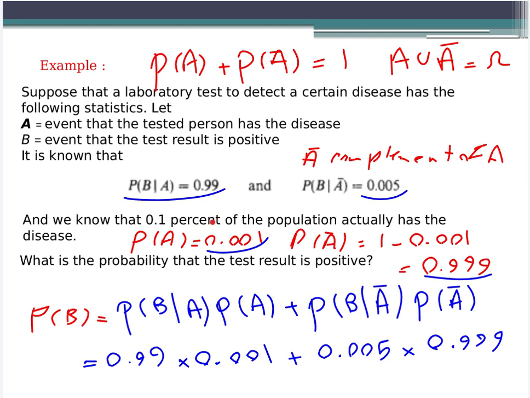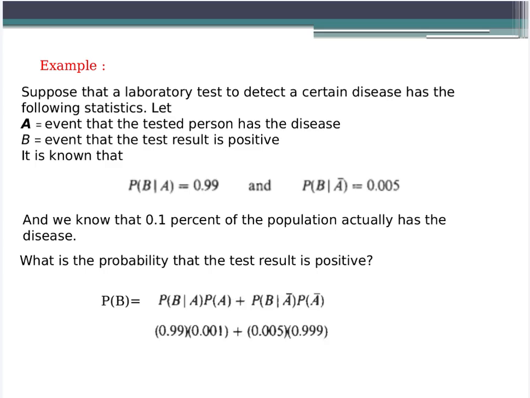The example gives us this probability, and we compute the probability of A bar. We have the probability of A from the example, and we compute the probability of A bar as I said. Any question? Let's go to the next slide.